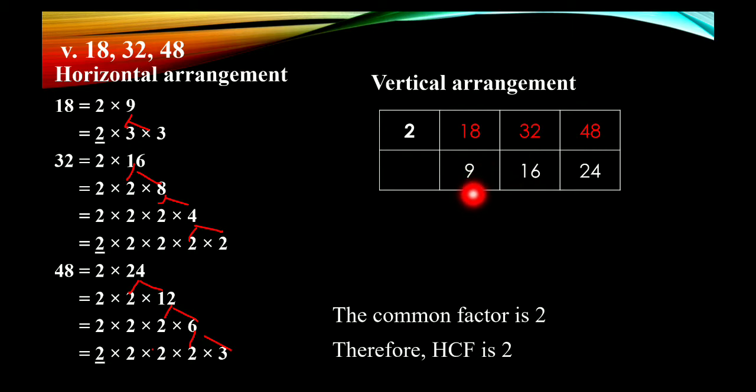This 9 is divisible only by the 3 table, but this 16 is not divisible by the 3 table. We will stop it here. All the 3 numbers should be divisible by the common number. Here 9 and 24 are divisible by the 3 table, but 16 doesn't come in the 3 table, so we will stop it here.